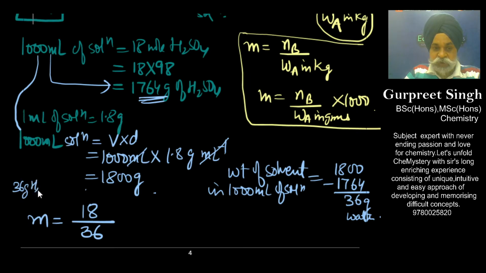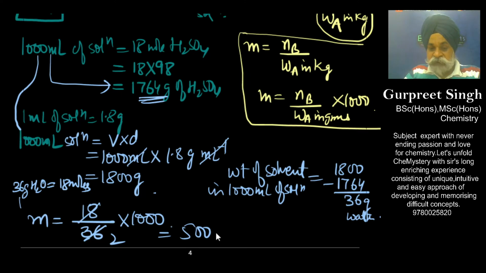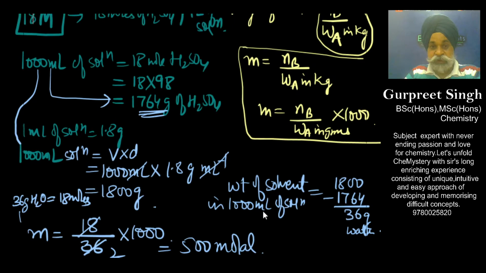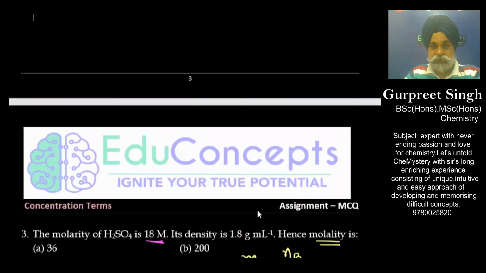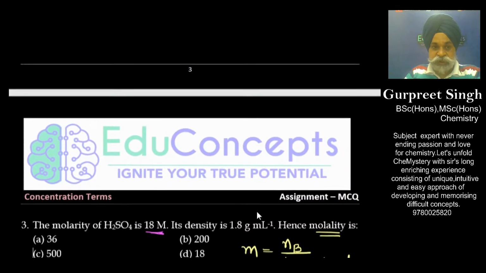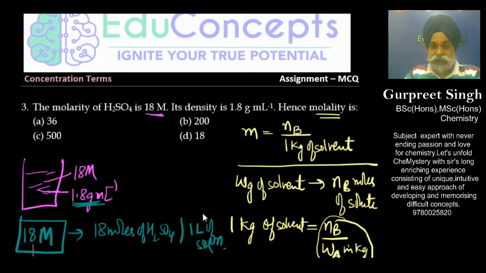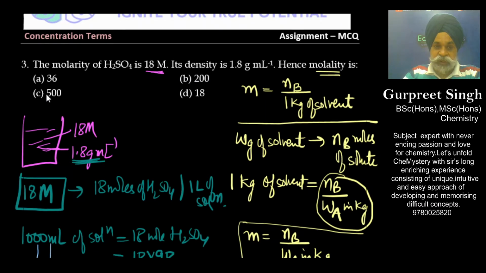So 36 grams of water was containing 18 moles. So 1 gram would contain 18 by 36, and 1000 gram would contain how much? This would come out to be 500. So the solution would be 500 molal. This is a beautiful question. I think the statement is clear. So in this question, while addressing this problem, I explained what is molarity and what is molality along with the density topic. So it is 500.